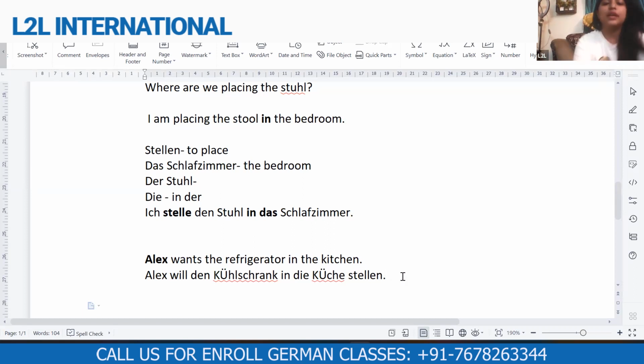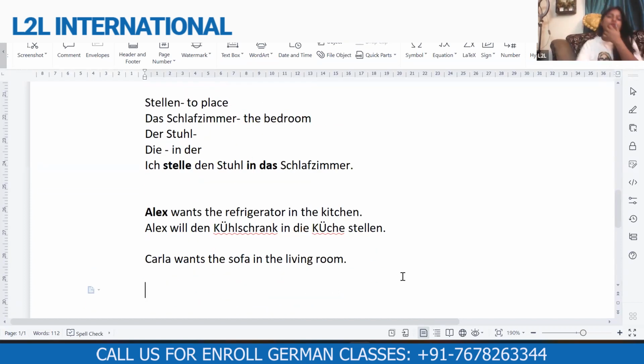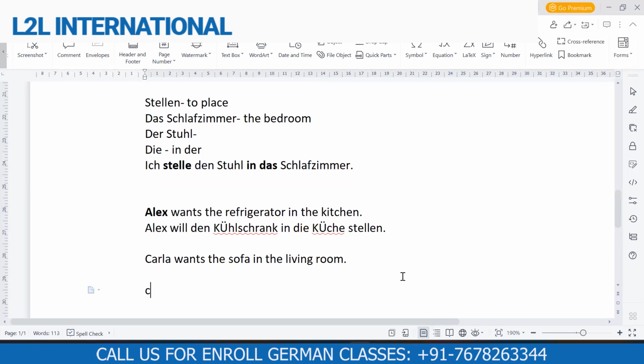Yeah. Okay. Then Ashwin, the sentence is for you. Please help me with the German translation. Carla wants the sofa in the living room. Yeah. Carla wants the sofa in the living room. How do we say this? Carla will then sofa. Ein Moment.